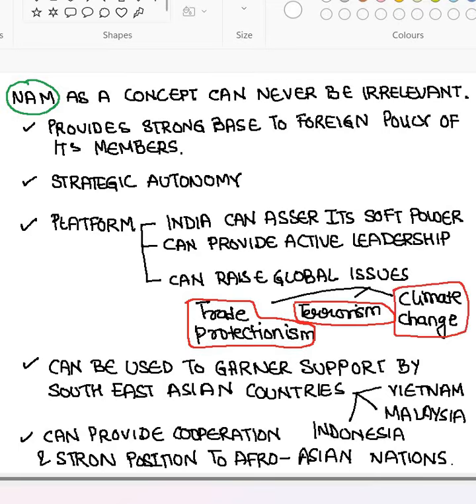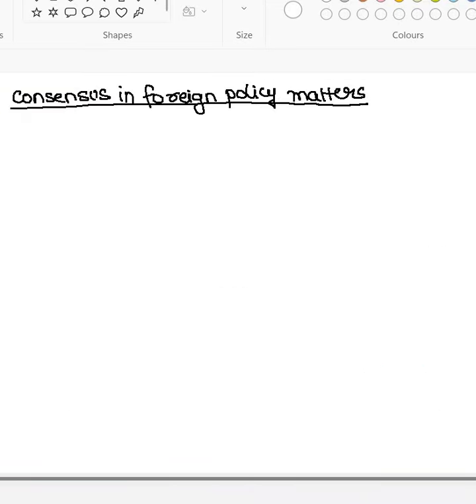All right. Now another important question is, we have studied why foreign policies are important. We have studied how Jawaharlal Nehru had major objectives in his mind when he was making foreign policies.